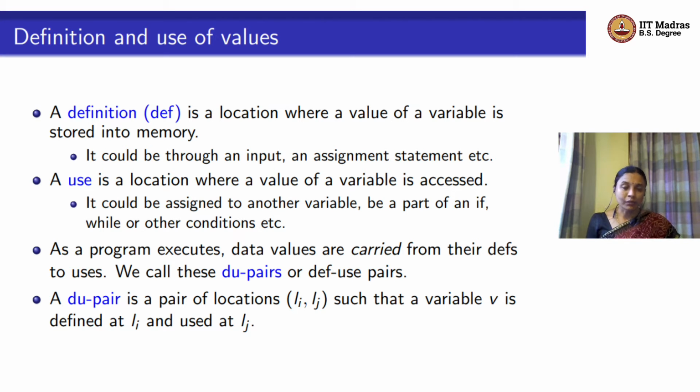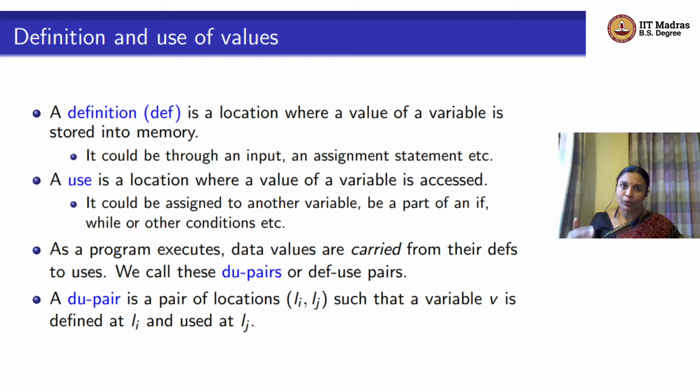The place or a statement where a memory location for a variable is created and a value for that variable is stored into that memory location, that's what we call the definition, or def, of a variable. A use of a variable is a location where the value stored for the variable in the memory location is accessed. It could be through an assignment statement where this variable's value is assigned to another variable, this variable could be used as a part of an expression, or it could be the case that this variable is used as a part of a decision statement like if, and so on.